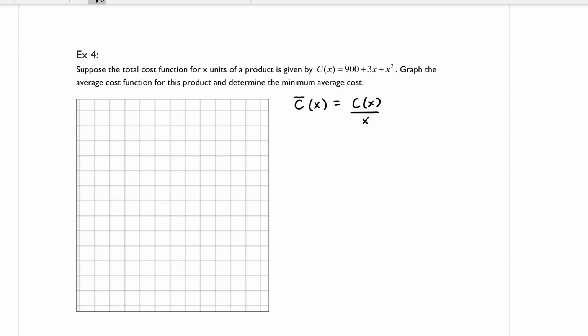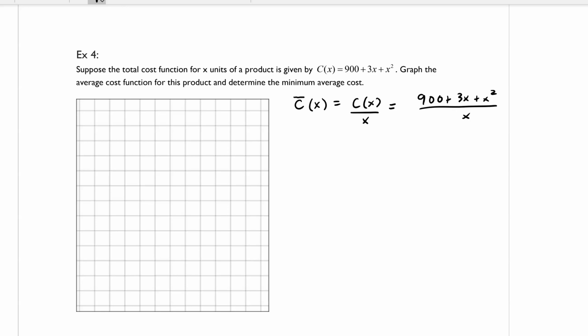So if we wanted to figure out what that was in this scenario, we would take our cost function and we would divide it by x. Now, notice that this is now a rational function because I am dividing a quadratic by the x, which is a linear expression. So what we want to do now is think about graphing it.